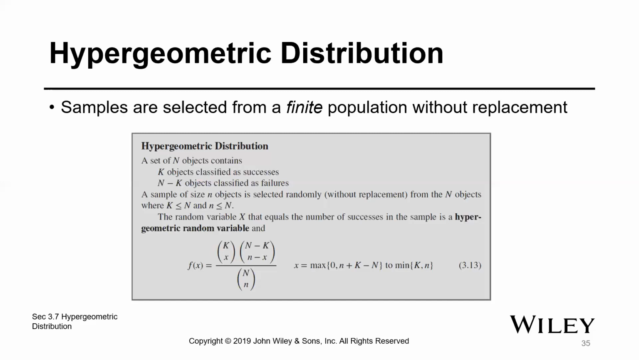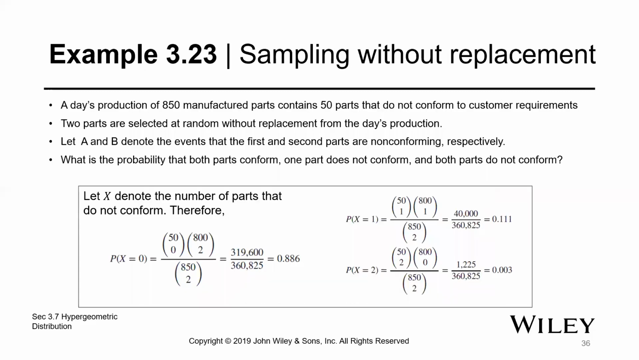And f of x is equal to K choose x times N minus K choose n minus x over N choose n, which is a fun thing to do. And that whole formula will get you something like this.